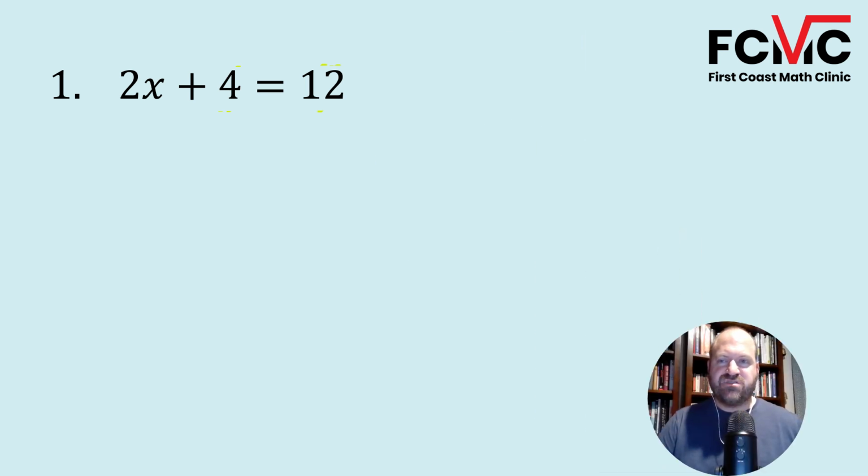And so our first example is 2x plus 4 equals 12. And we want to solve this. And our goal when we solve any equation is to isolate the variable. All right, so that's our goal. We want to get that variable by itself. And our variable in this case is going to be x.